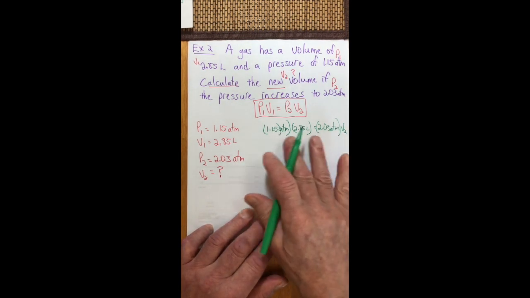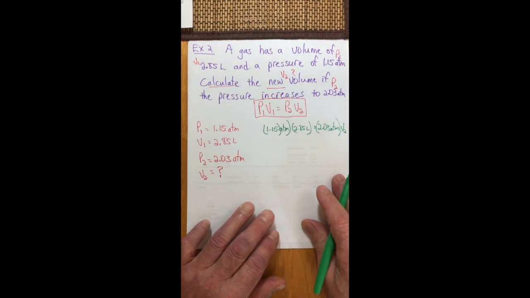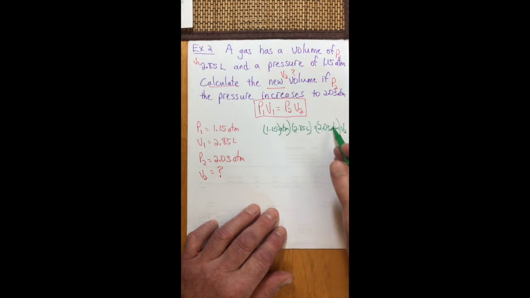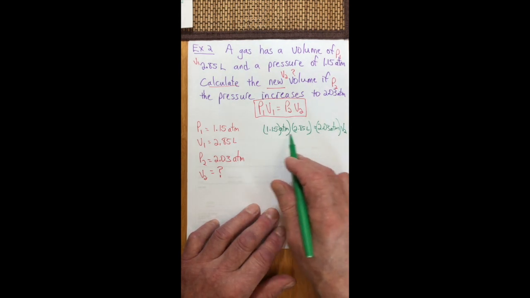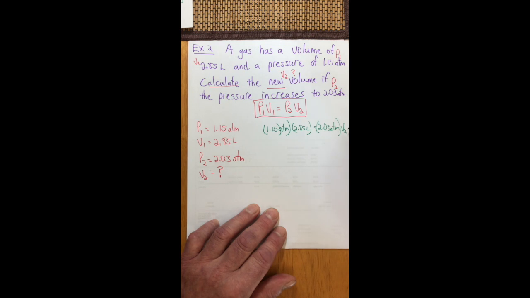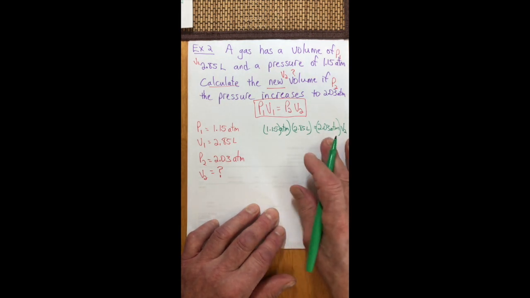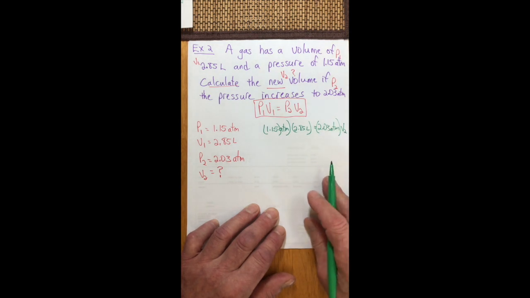Also, as you may have noticed, I use parentheses. I don't use X's. Now we know that we're going to bring that ATM over there, and those are going to cancel the atmospheres and leave us liters, which is what we want for volume, okay? And that's the way I was taught to do my algebra way back in the dark ages.